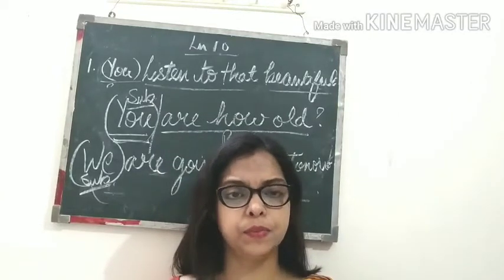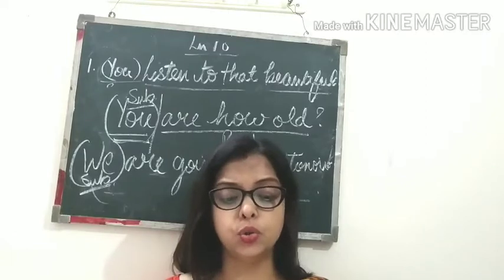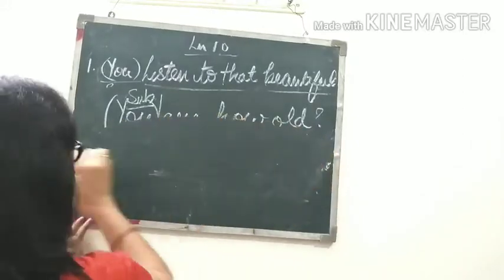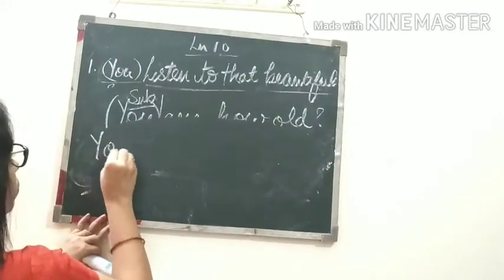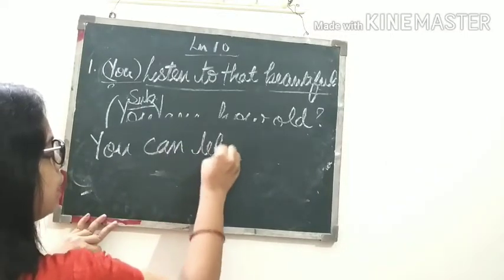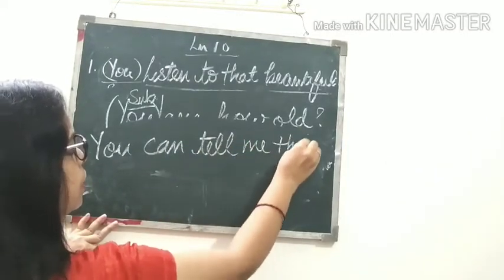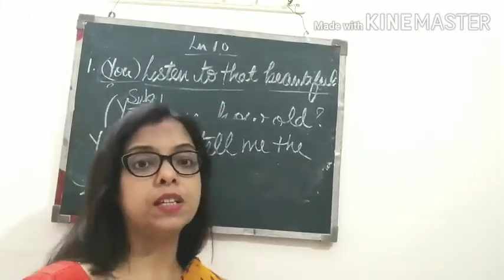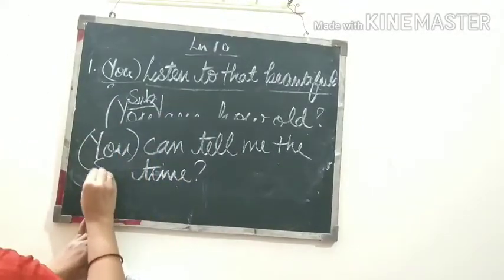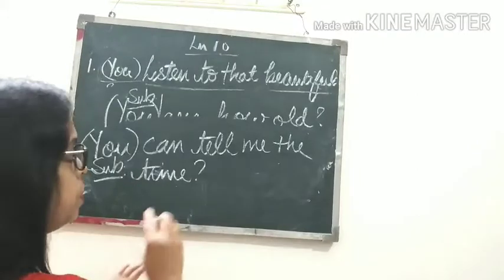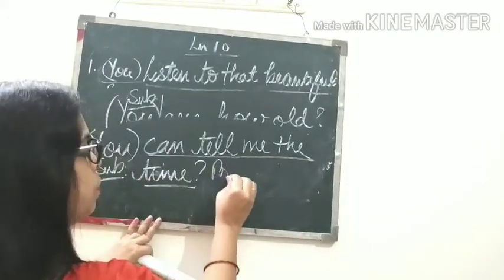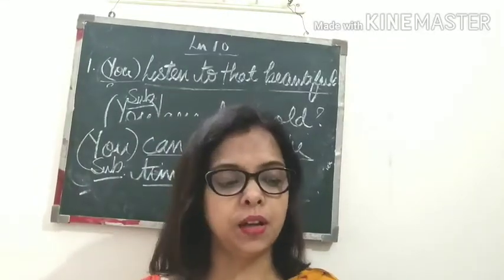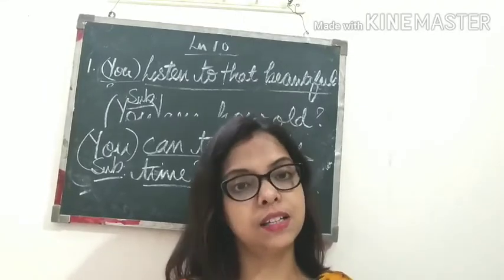Can you tell me the time? Interrogative sentence. So let's rephrase it: you can tell me the time. Now the question is, who can tell me the time? The answer is you. So you will be the subject and the rest will be the predicate. So in can you tell me the time, the subject is you and the predicate is can tell me the time.